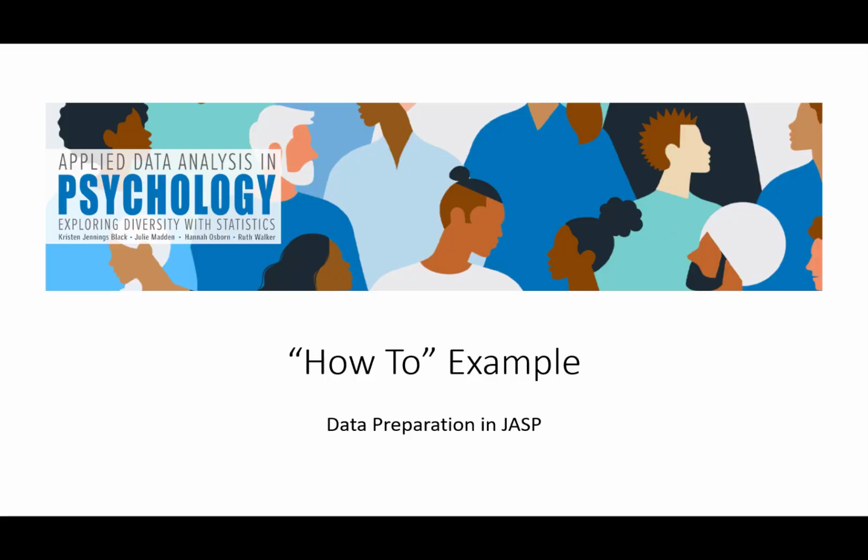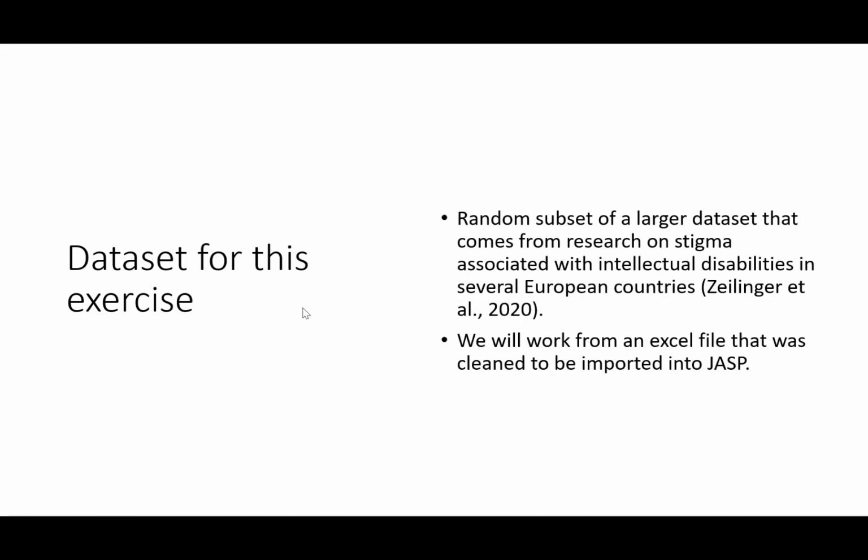This video is going to provide an example of how to prepare your data for analysis in JASP with a few basic functions. This video goes along with Chapter 2 of the Applied Data Analysis and Psychology textbook for exploring diversity with statistics. We've used the same data for an exercise of learning how to clean data in Excel. This data is a subset of some research that was done on stigma associated with intellectual disabilities.